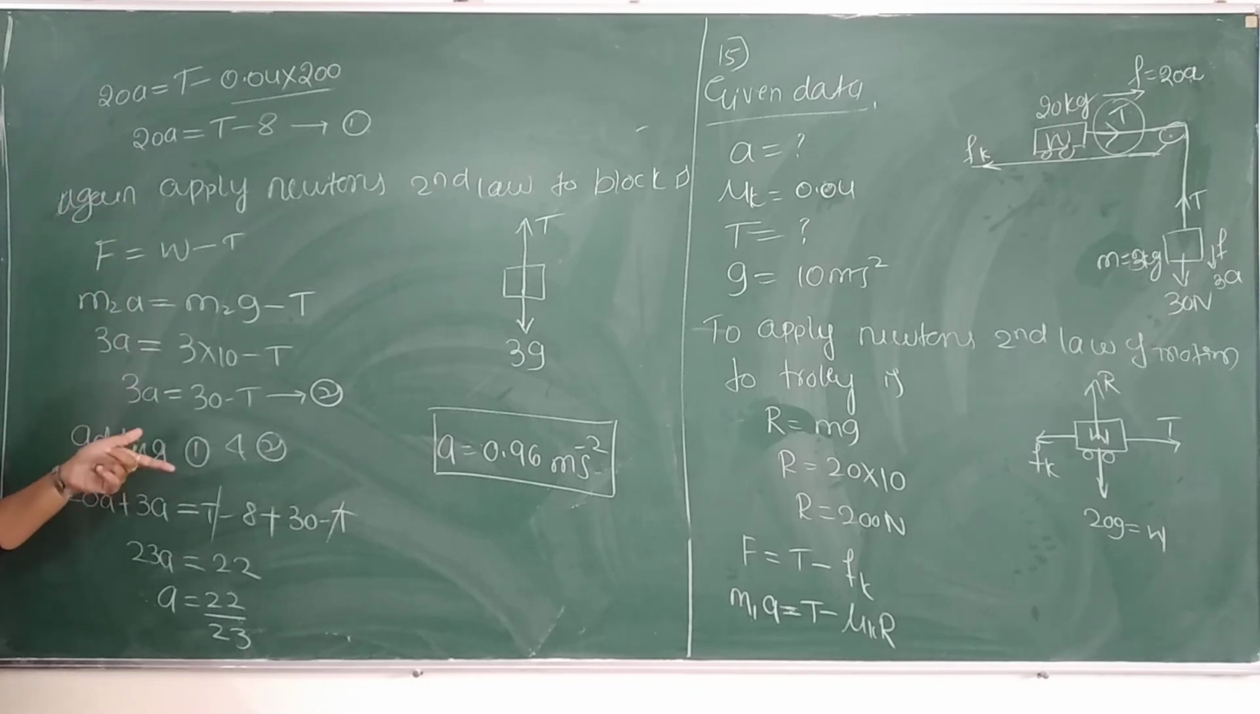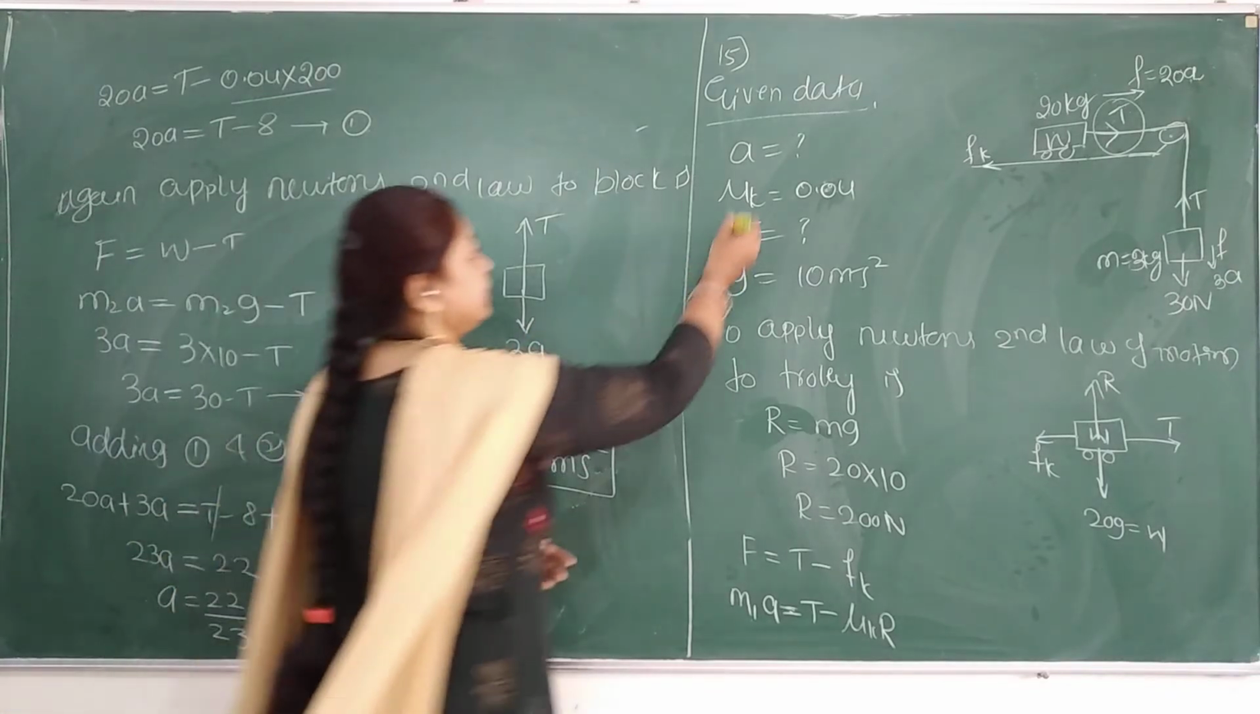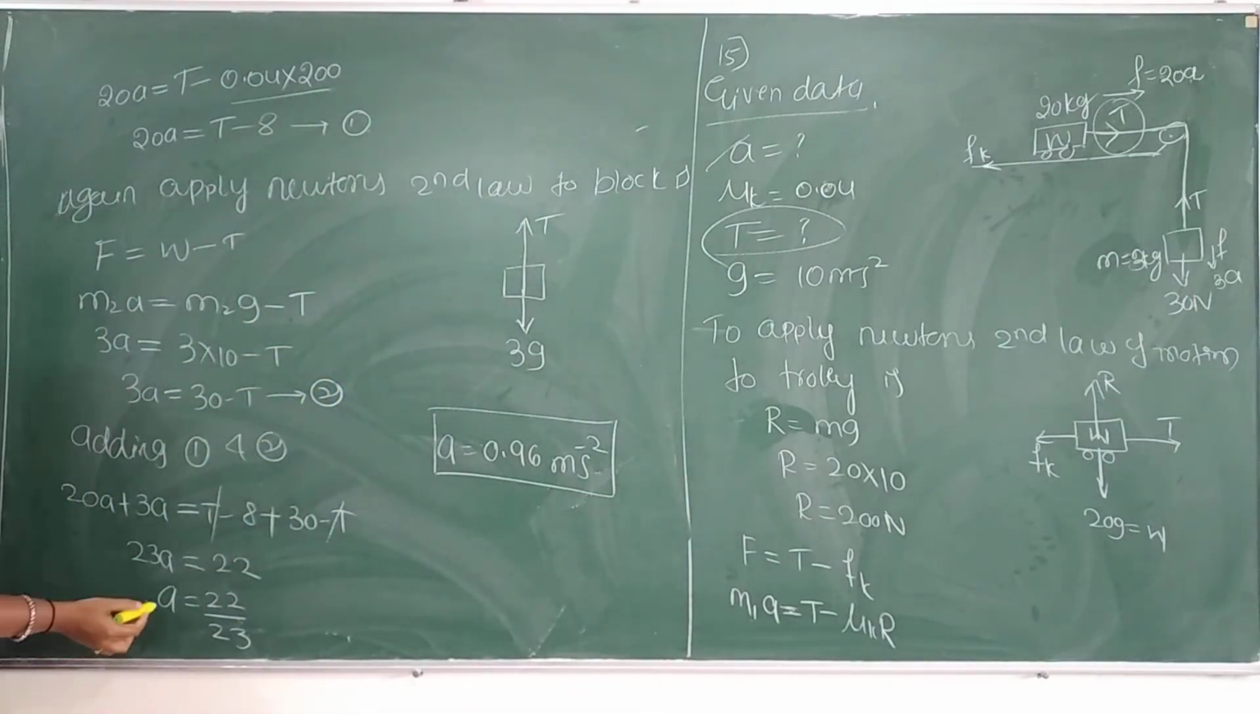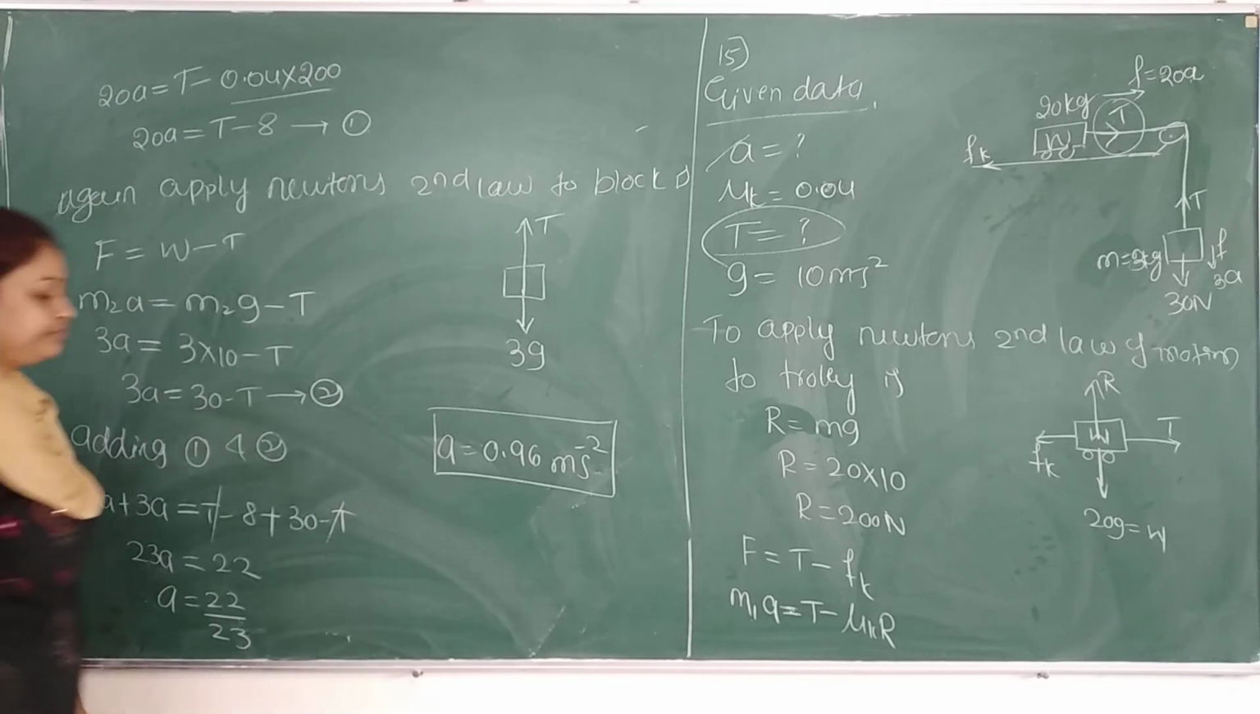Add them, because they are asking for the acceleration of the total system. When you add, the tension cancels. You will get a value. Is it clear? Now how to calculate the tension? Only one thing you have calculated, the acceleration. What about this tension? You can substitute this a value either in equation 1 or 2. You will get the answer.